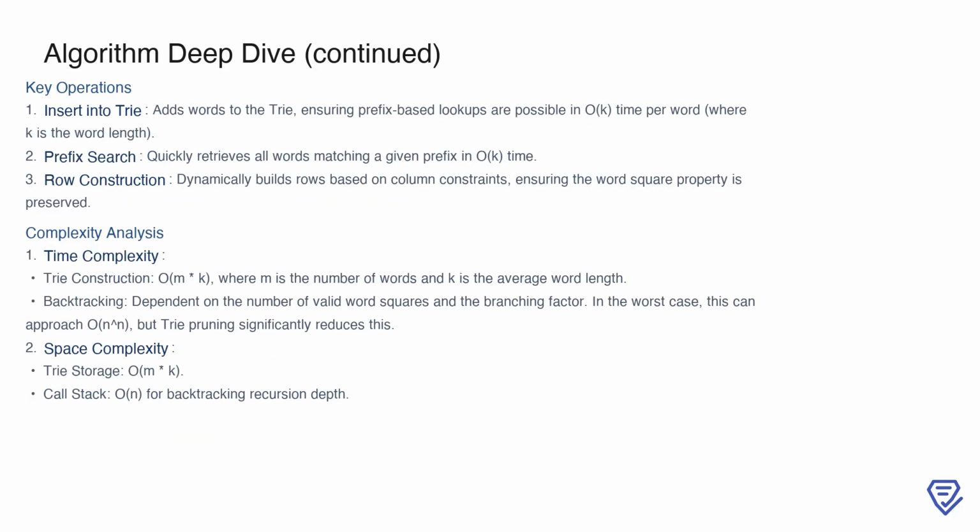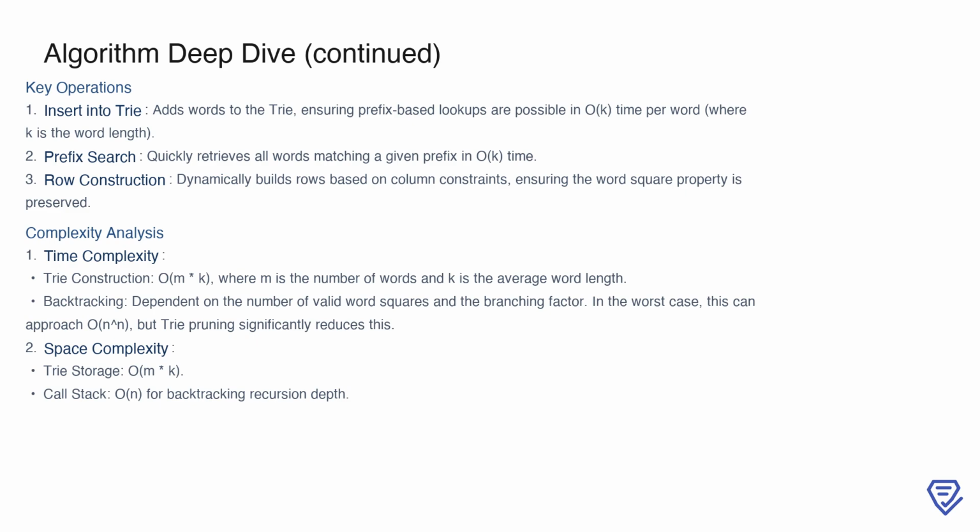To implement the algorithm, we perform three key operations. First, inserting words into the tree ensures that prefix lookups are efficient, with each insertion taking O(k) time, where k is the word length. Second, the prefix search operation retrieves all words matching a given prefix, also in O(k) time. Third, row construction dynamically builds rows based on column constraints, ensuring that the word square property is maintained.